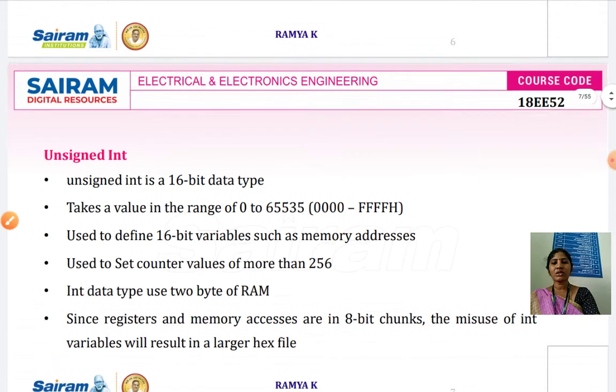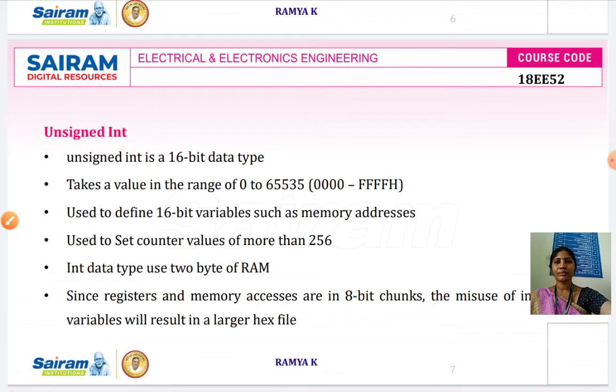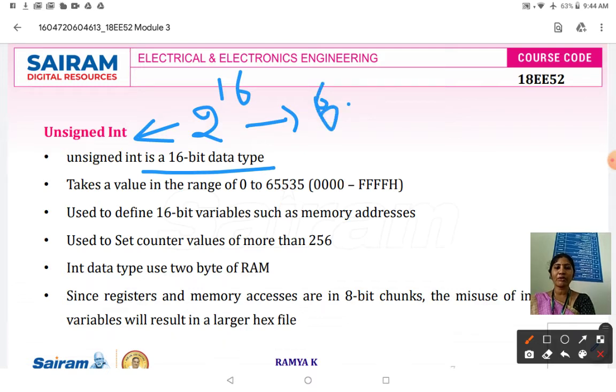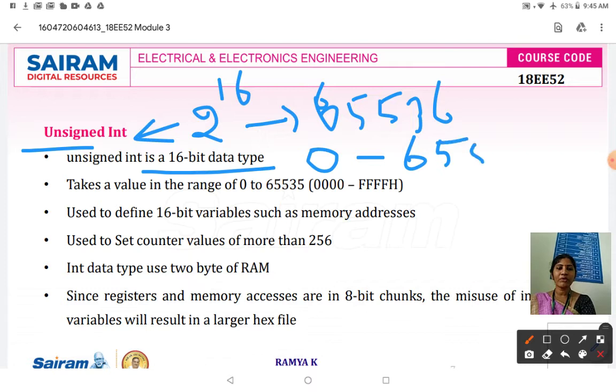Next is your unsigned int. In the case of unsigned int, it is a 16-bit data type. As it is a 16-bit data type, you get 2 power 16, which means 65,536. Since it is an unsigned int, the data range is from 0 to 65,535. In hexadecimal, it ranges from 0000 to FFFF.